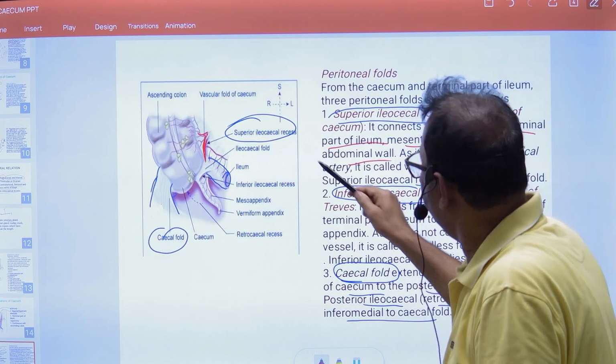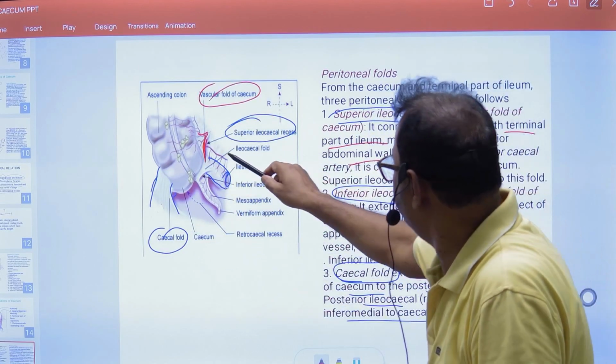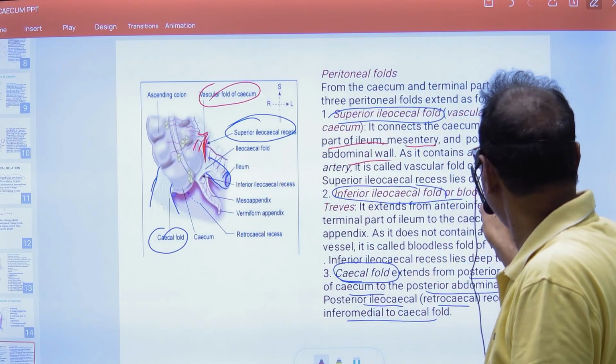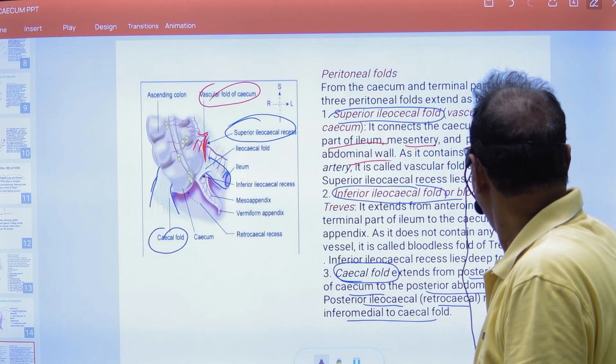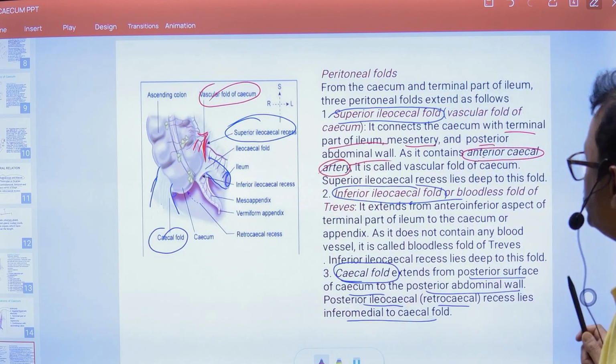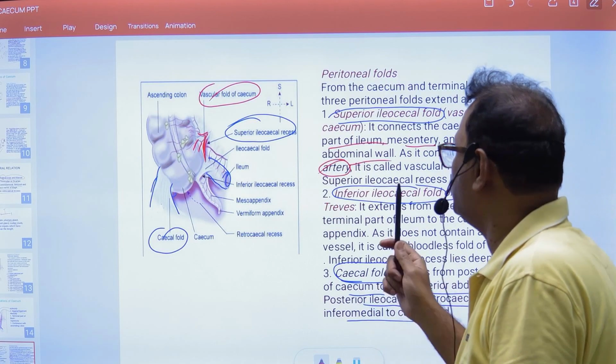This is the vascular one, also known as the vascular fold, as it contains an artery, and that artery is the anterior cecal artery. So this fold is also known as the vascular fold.